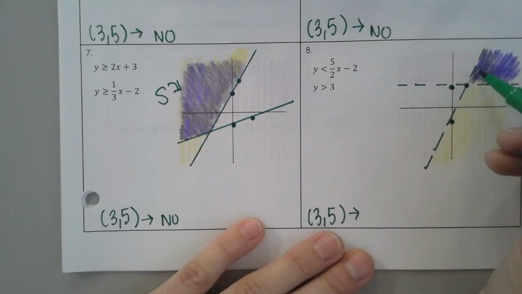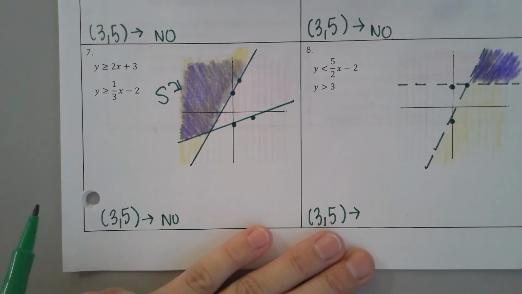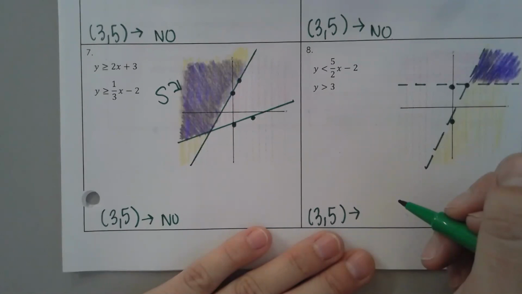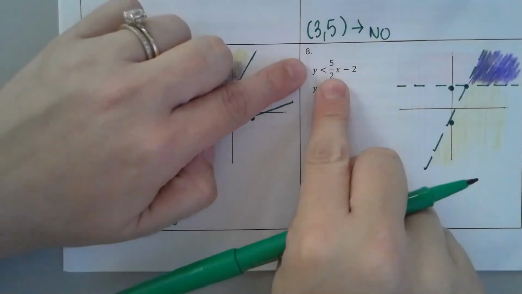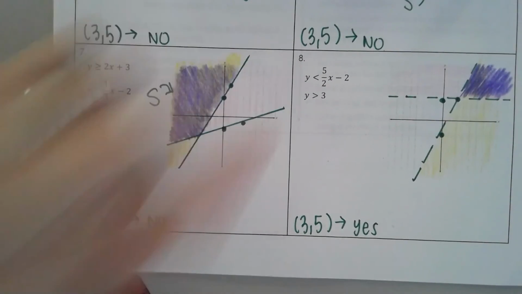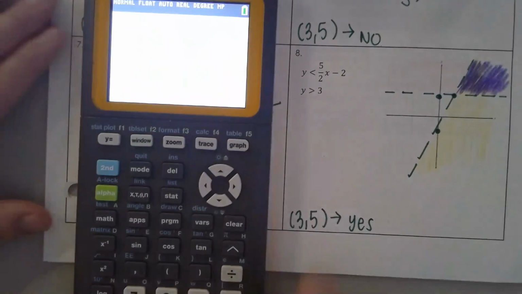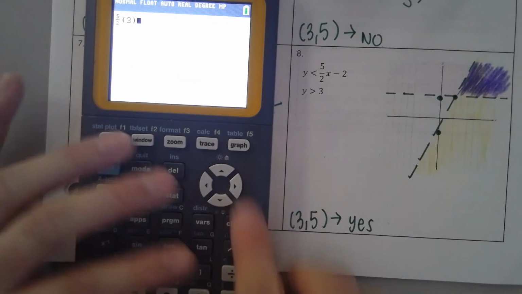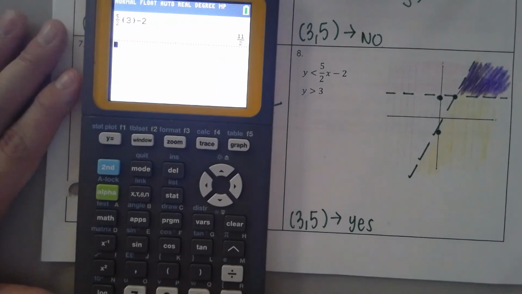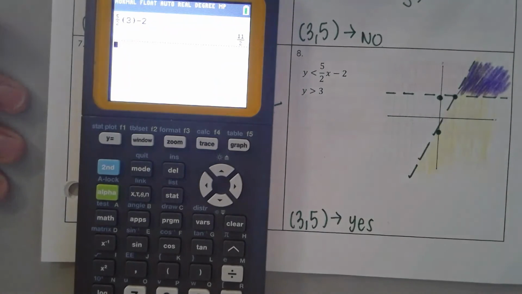Is 3, 5 a solution? Yes, it is. I'm not sure. It's close. So if you're trying to figure out if it is or not, 5 over 2 times 3 minus 2 is 5.5. And 5 is less than 5.5. So it works barely.